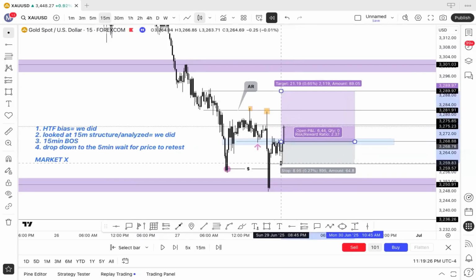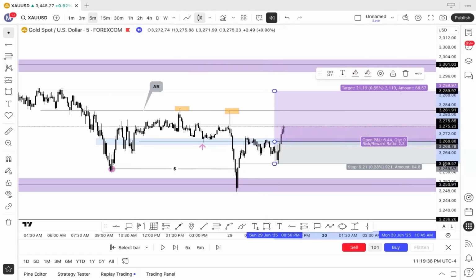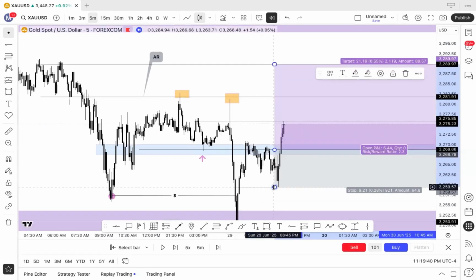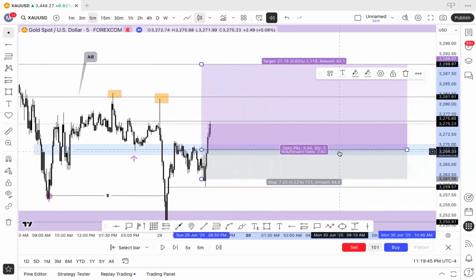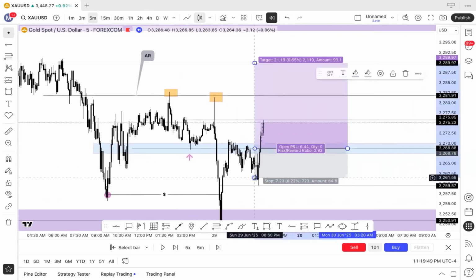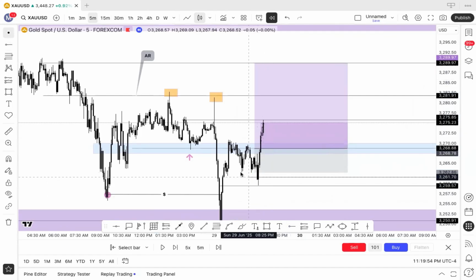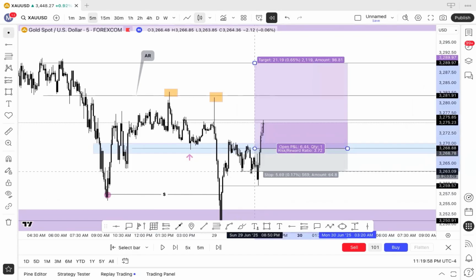Stop loss, I like to put just below the previous low. I know this is a very large stop loss, so sometimes I will drop down onto the 5 minute to see if I can find a better level that I can use as my low, especially because I like to have my risk to reward ratio a minimum of 1 to 3. So I'm going to drag it up, and instead of this previous low here, I'm going to use this low here. So I'm going to have my stop loss in this area.